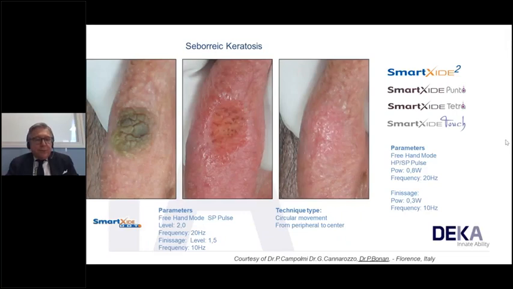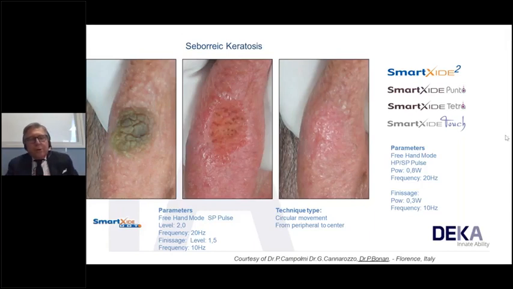You can see on the left, SP mode 2.0, frequency 20 Hz, and level 1.5 with the previous SmartXide Dot. On the right, the parameters with the HP or SP pulse and power 0.8 and frequency 20 Hz. Please note down, write down these parameters because they are very important with the freehand.